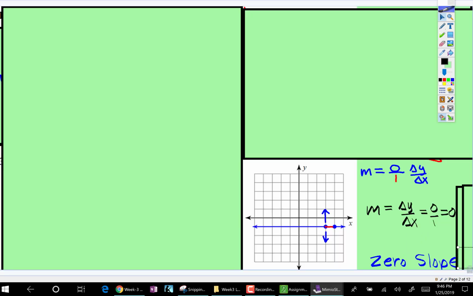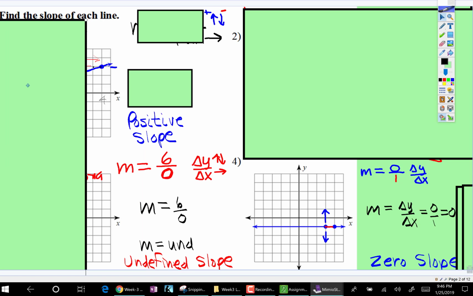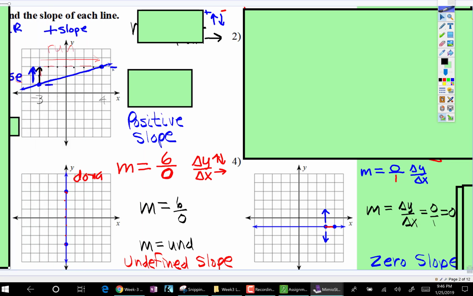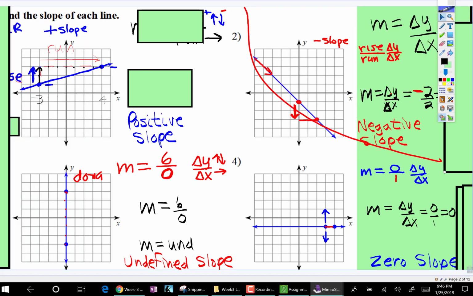All right, so now we've talked about there's positive slope, negative slope. If it's a vertical line, it's undefined, written just like this, and then 0 slope. All right, that's it.